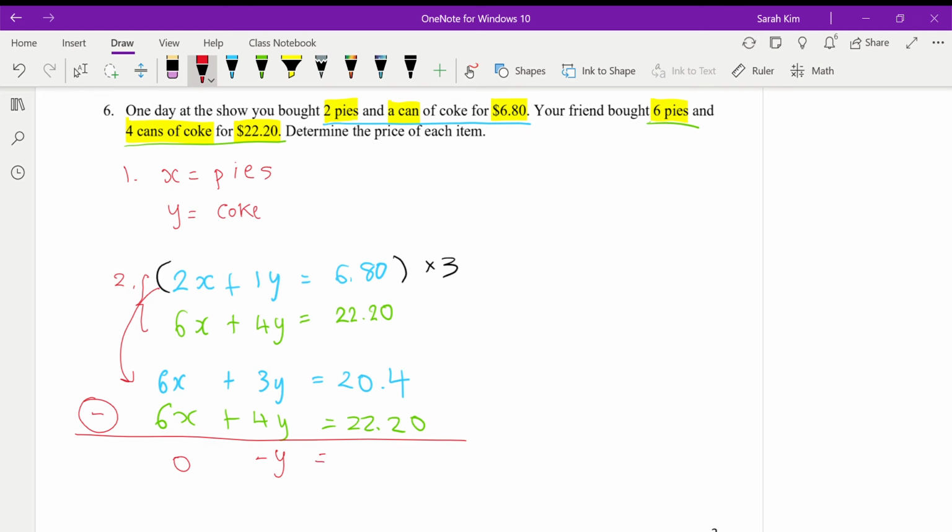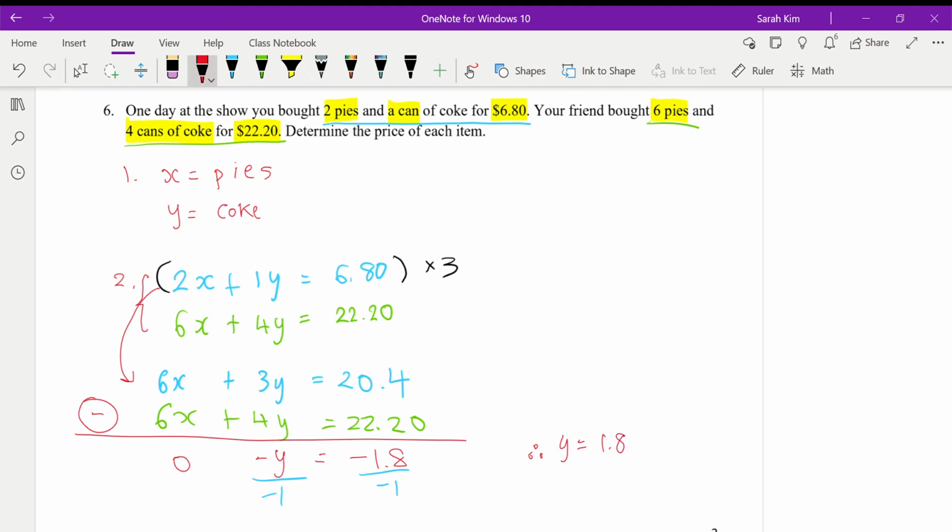20.4, so I'll do that on my calculator. 20.4 take 22.2 is going to give me negative 1.8. Alright, so therefore, to get y by itself, I'm going to divide by negative 1, divide by negative 1. Hopefully you see that my y is going to just be a positive $1.80.